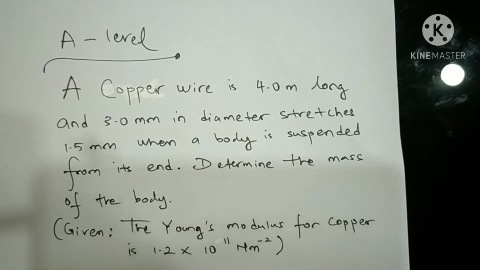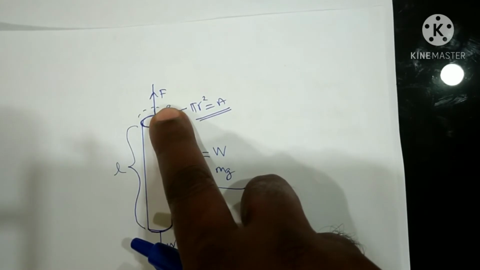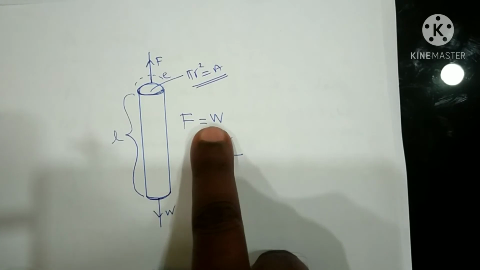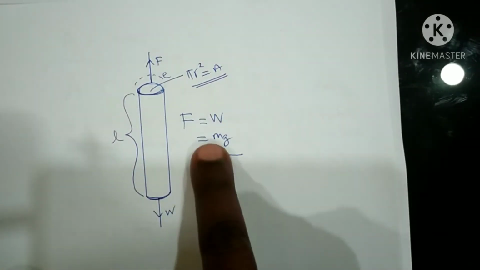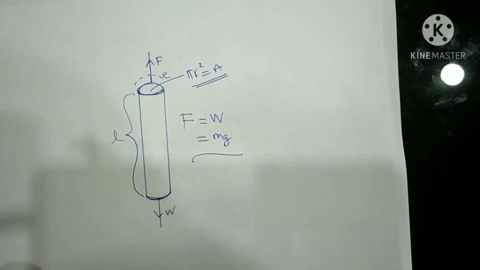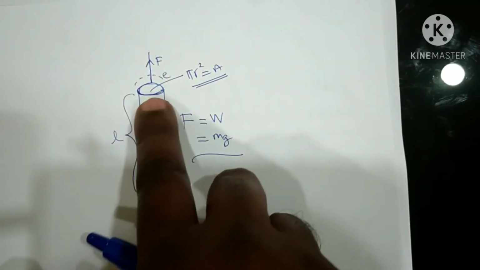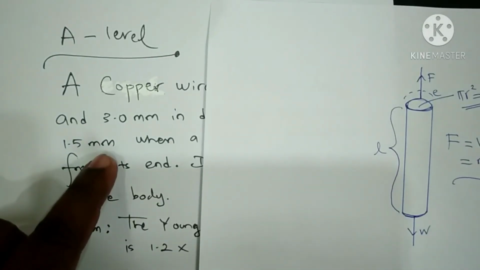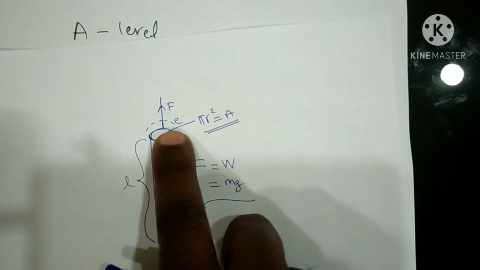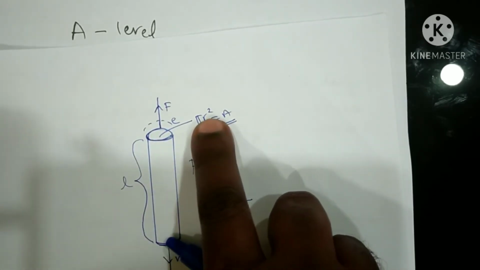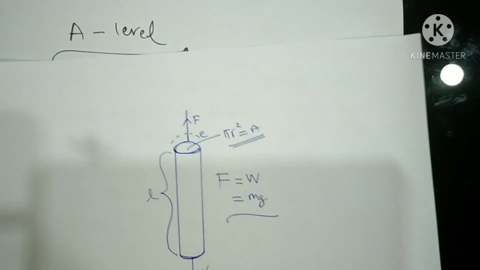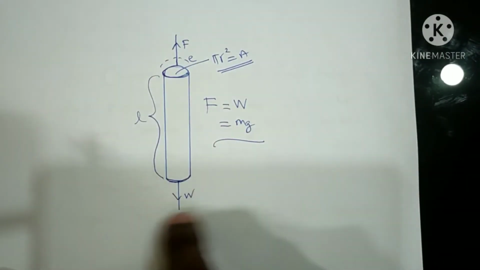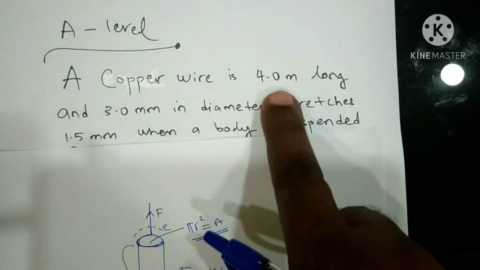When a body is suspended, the force is acting upwards and the weight is acting downwards. The force equals the weight because the body is hanging freely and weight is mg. The force stretches the copper wire to 1.5 millimeter, or extended to 1.5 millimeter, for the area pi r square, where the diameter of the copper wire is 3.0 millimeter, with the original length L, which equals 4.0 meter.